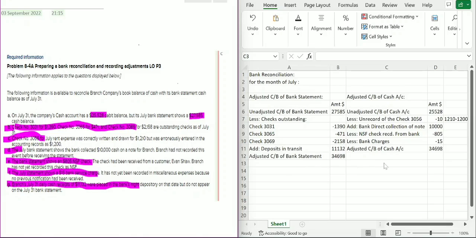So this way we tally our bank statement, and we have to carry on this process on a monthly basis in our actual company transactions.